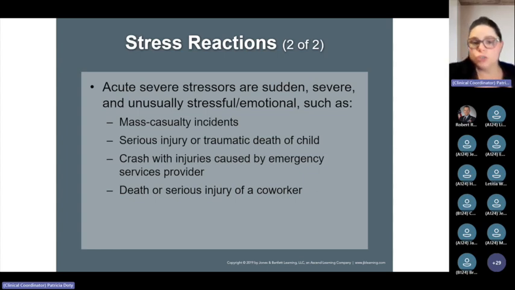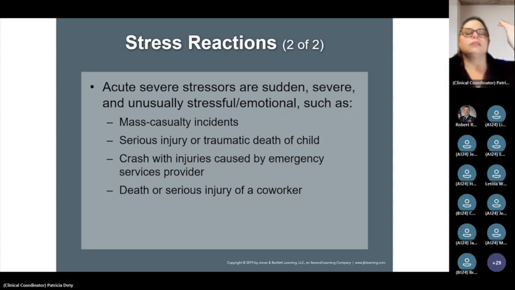Now, acute severe stressors are sudden, they're severe, and they're usually emotionally stressful, such as your MCIs, serious injury, the traumatic death of a child, crashes with injuries caused by emergency service providers, and death or serious injury of a coworker. Literally reading that, my heart rate is through the roof, because these are things that I have witnessed. I've had these happen to me before, and probably multiple of you have as well. So being able to say, okay, I know what's happening in here, I know why it's happening. I got to take a breath. Okay, that's the start of it.